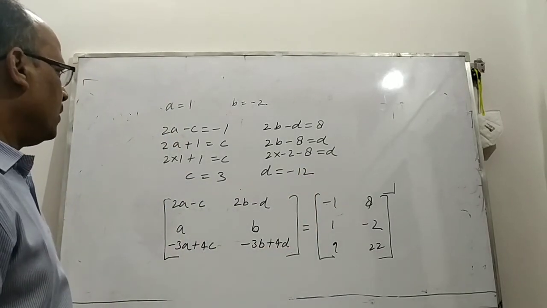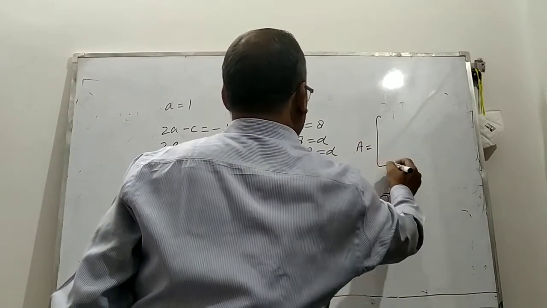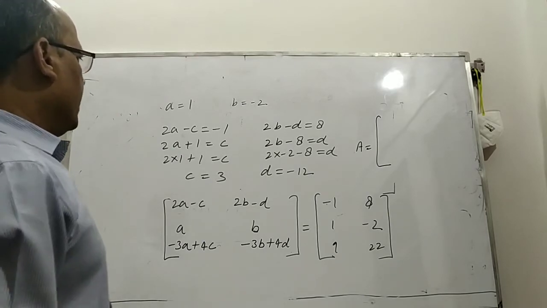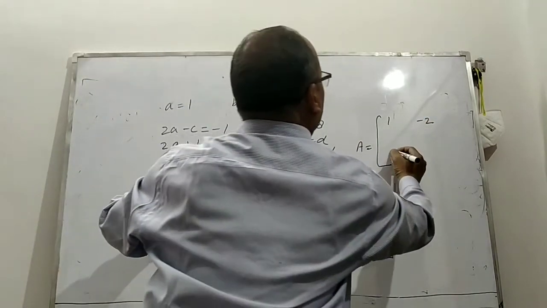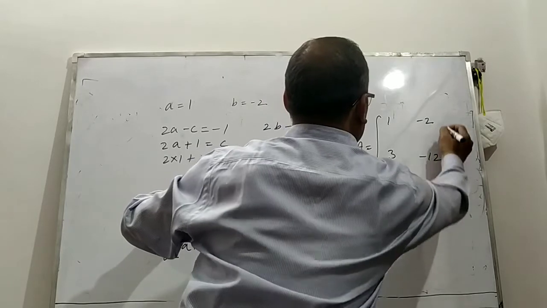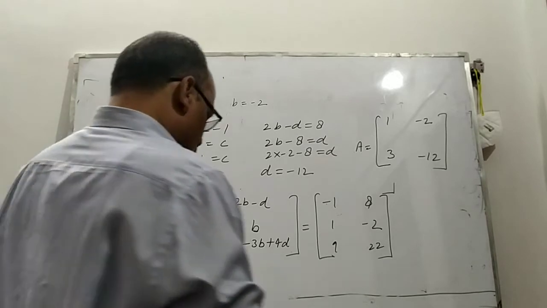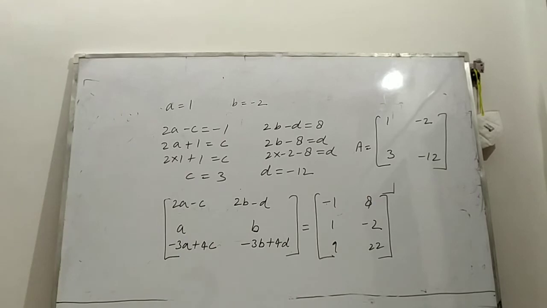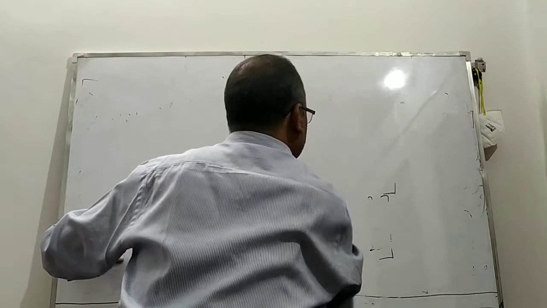Is it clear? You have got the matrix A. Matrix A will be: A will be 1, B will be minus 2, C will be 3, and D will be minus 12. This will be the result of this. Okay, I am going to rub this. In this way, you will try to solve this exercise.